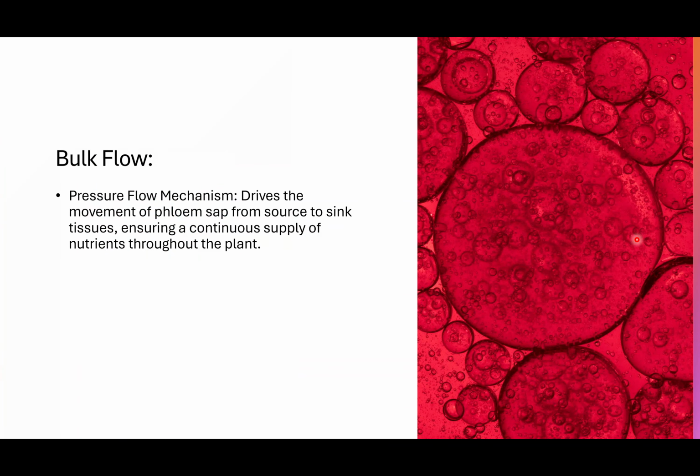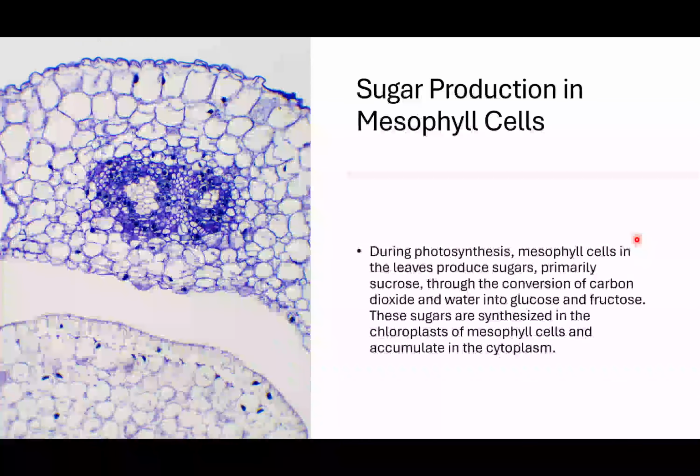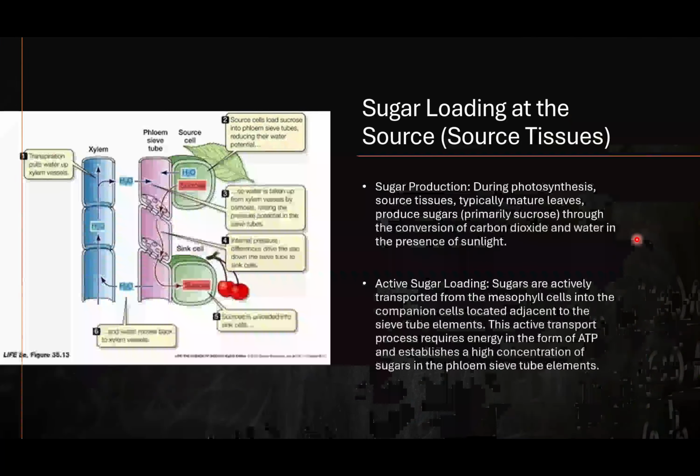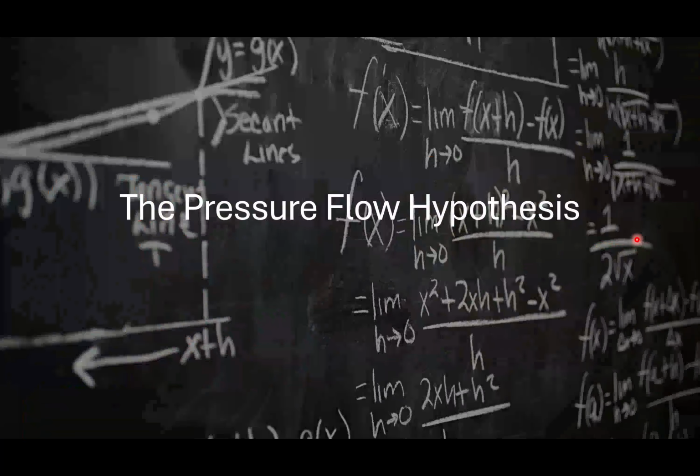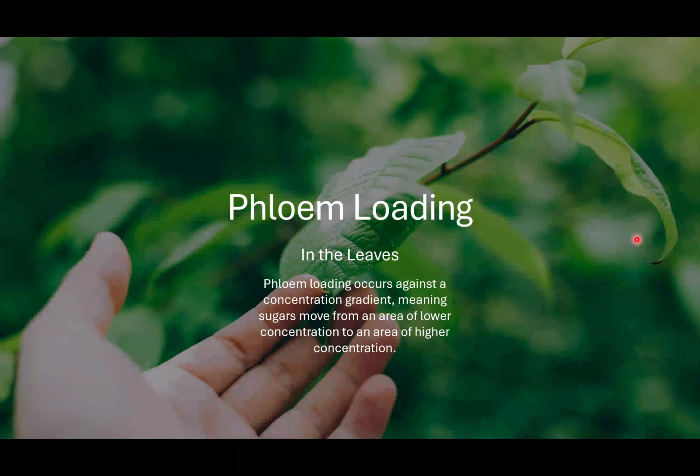So bulk flow as well is another important function of the phloem. It drives the movement of the phloem sap from the source to the sink. So it ensures the continuous supply of nutrients to the plant. And that is what we're going to be looking at. We're going to be looking at phloem loading and then the entire hypothesis. We're going to call it the end there for the first topic once we get through this. Okay? So phloem loading.